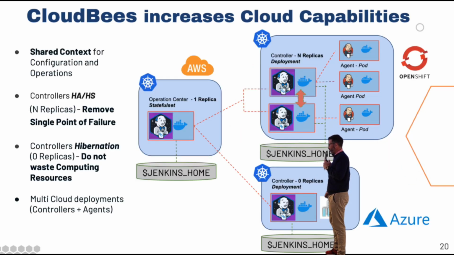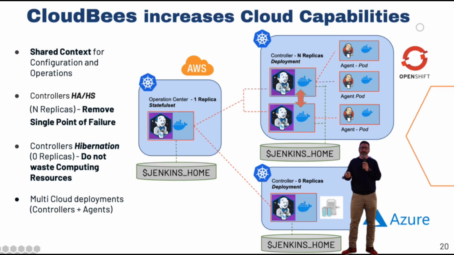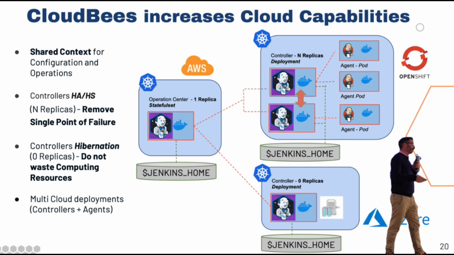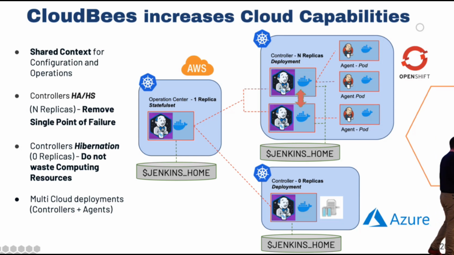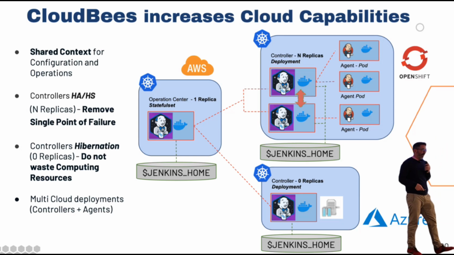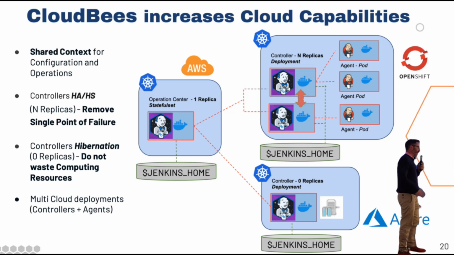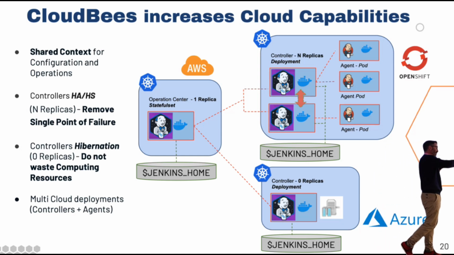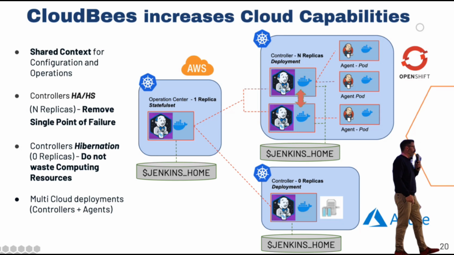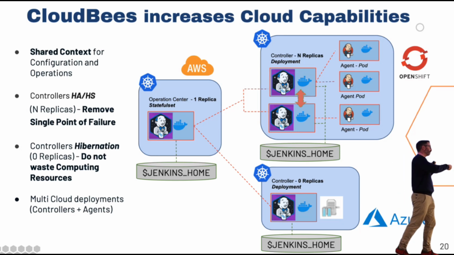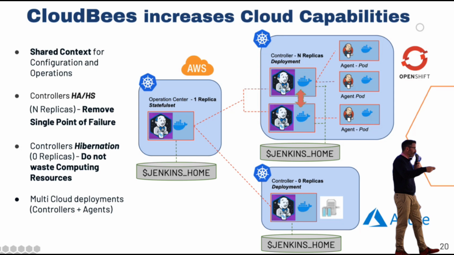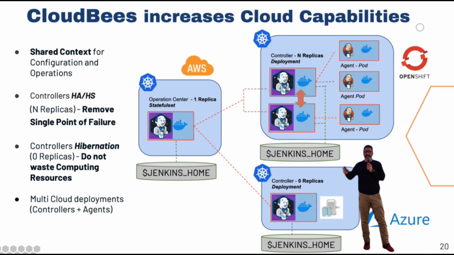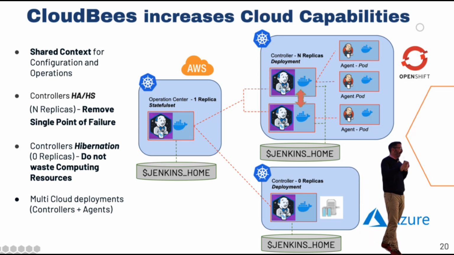So CloudBees was aware of the problems, and then it provides a series of features to make Jenkins even more cloud-friendly. What are those features? Okay, let's start with the operations center. That is the element that we see in the architecture on our left. The operations center is a shared context that will connect those isolated Jenkins instances that you might have if you have separated Jenkins instances per team.